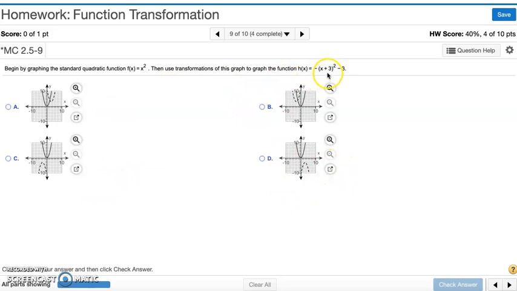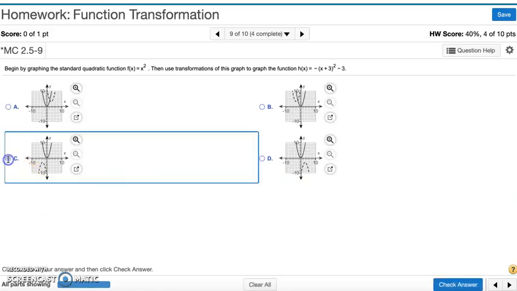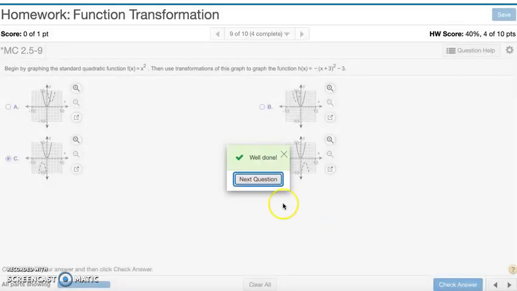We have a negative in front, which means it's flipped upside down. So right away that tells me it can't be A or B. It has to be either C or D. Now, +3 means it's going to the left. D is going to the right, and C is going to the left, so it's going to have to be C. And that's number 9.